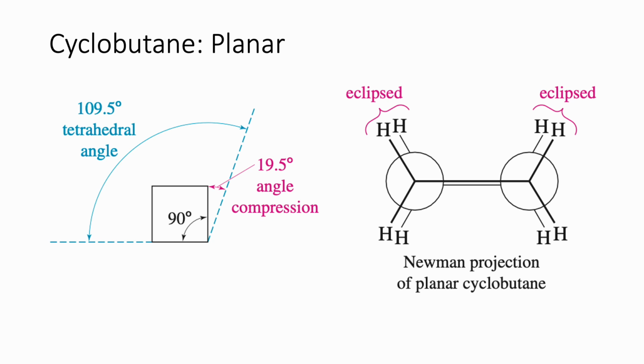Notice also, if we look at the Newman projection, we also have these eclipsed conformations. And remember that eclipsed conformations come with torsional strain. So cyclopropane, with the 3-membered ring, the triangle, has ring strain and torsional strain because of those eclipsed conformations. And cyclobutane here has ring strain and also torsional strain because of these eclipsed conformations. The electrons in the bonds have a repulsive force.